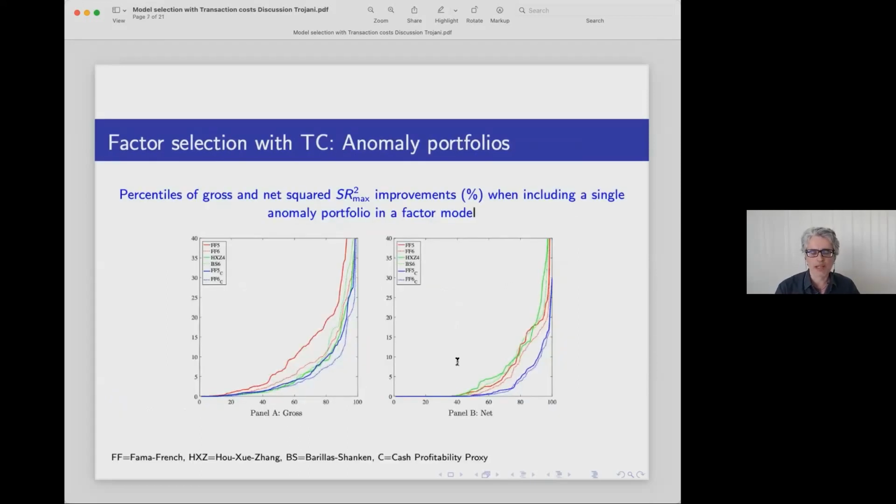Also, across anomalies, I think it's a nice exercise. It's a bit descriptive, but I think it's pretty effective. What you can do is take all these anomaly portfolios, add them to a factor model, and check how often you tend to incorporate that anomaly to improve the factor model. What you have left is the percentile distribution of Sharpe ratio improvement for every model. That's before cost and that's after cost.